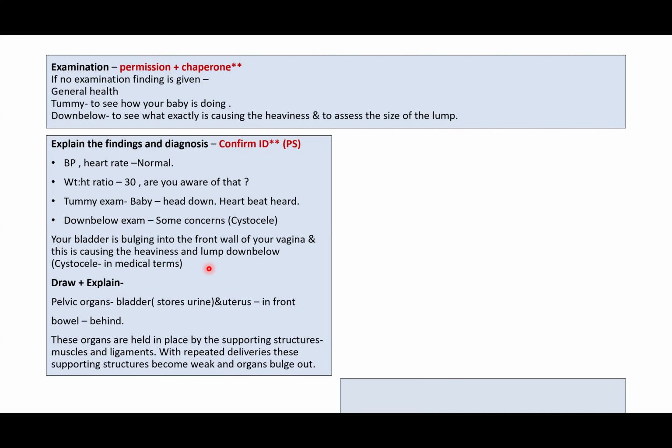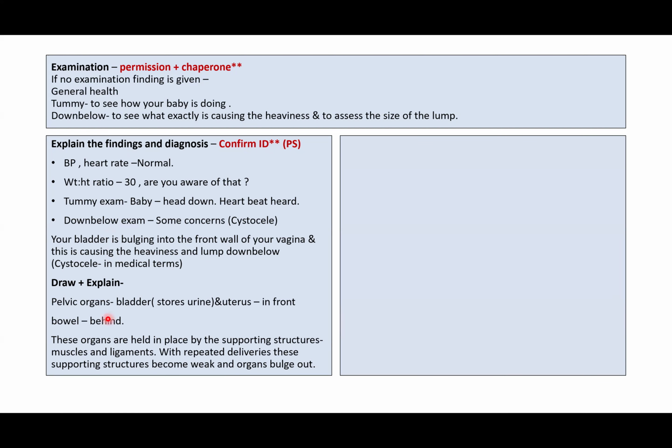All right, then Joanne explains that we have the pelvic organs. This is the bladder that stores urine and uterus in front and the bowel behind. So they understand the bladder and uterus. Okay, so if you say the water bag and the womb, even that is fine. These organs are held in place by supporting structures, the muscles and ligaments, and with repeated deliveries, these supporting structures become weak and organs bulge out.